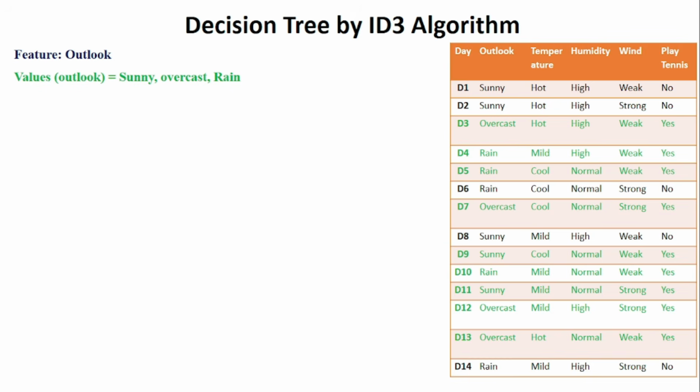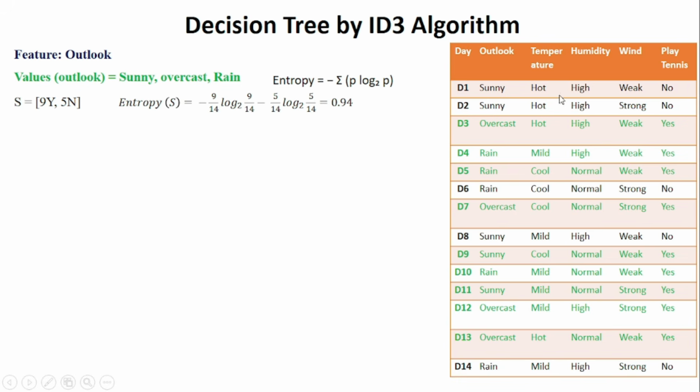Step number 1, we are going to extract the feature outlook alone. Let me focus only on outlook. In outlook, the values we have are sunny, overcast, and rain. The entropy formula is minus sum of p log 2 of p. Under outlook, we have a total of 14 examples, out of which 9 are yes and 5 are no.